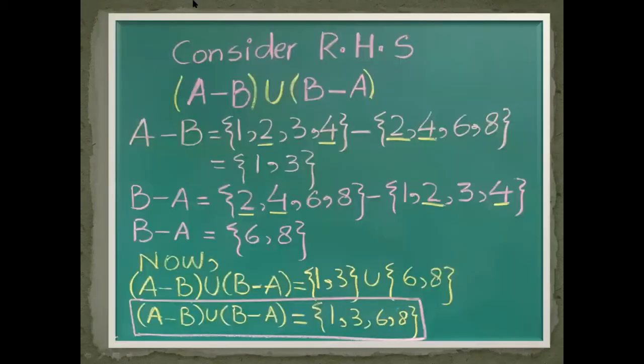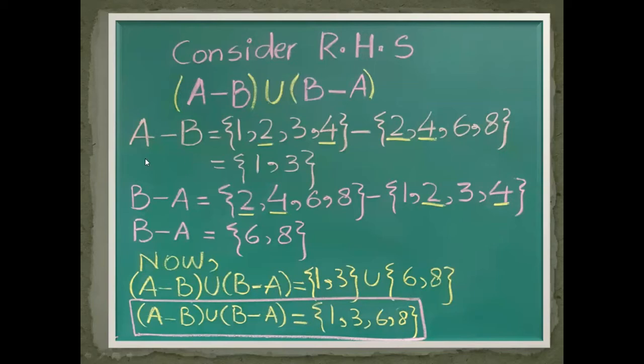Okay, now this is its right hand side. The right hand side is A minus B union B minus A. As you can see, the right hand side contains two brackets. So first we will solve A minus B, then B minus A, then we will take the union. Now step number 1 in the right hand side: find A minus B. Set A contains elements 1, 2, 3, 4, minus the elements of set B, that is 2, 4, 6, 8, and we write the uncommon elements of only set A. The uncommon elements of set A are 1, 3.